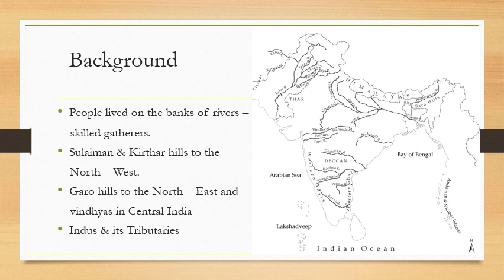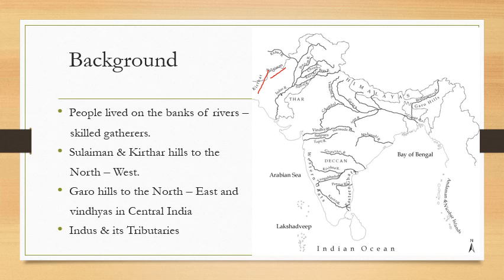In ancient India, people lived on the banks of the rivers. They were called skilled gatherers, that is, people who gathered food and also hunted animals from the surrounding forest. In the adjacent map, you can see Suleiman and Kirthar hills to the northwest. Let me just mark for you. Here are Kirthar and this is Suleiman.